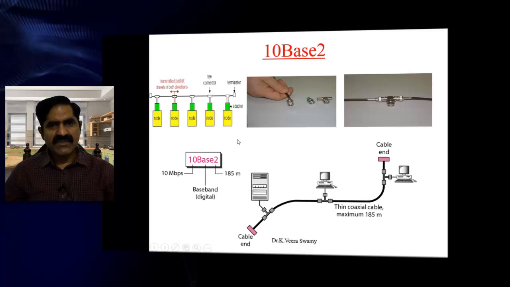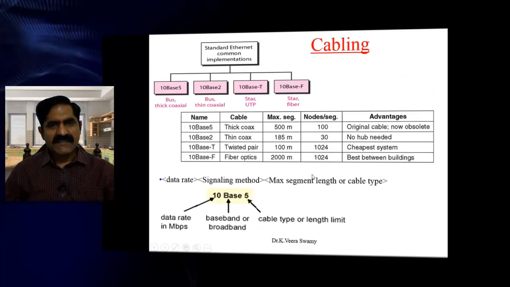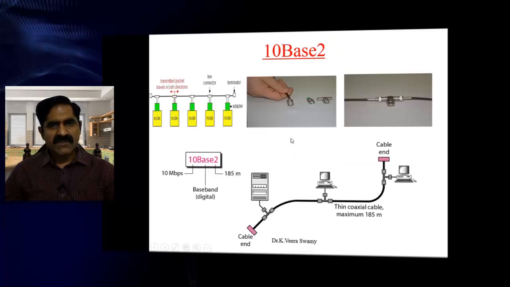When you come to the thin coaxial cable, your maximum segment size, as you see here, is 185 meters. Here also we take taps to the system so that we can communicate through this cable. If you see this arrangement, it looks like this. Earlier in all LANs we used this type of arrangement. This is the basic communication between cable and system.